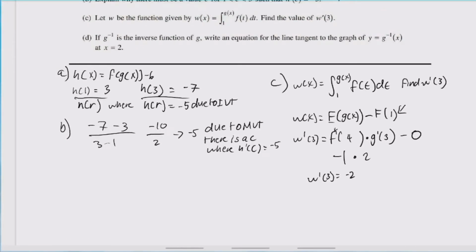So g is the inverse, write the equation of the line tangent at x equals 2. Well, that's convenient. So here's what you're going to need to write your line. You need g inverse of 2. And then secondly, you need g inverse prime of 2.